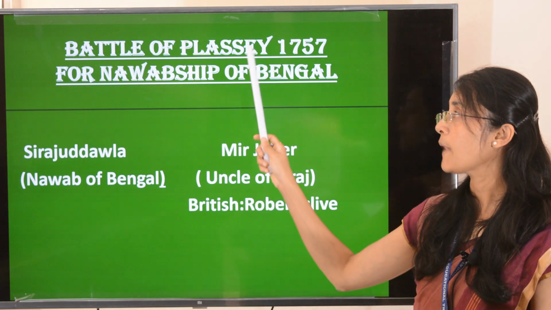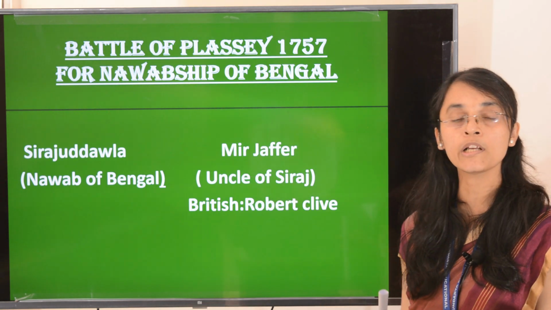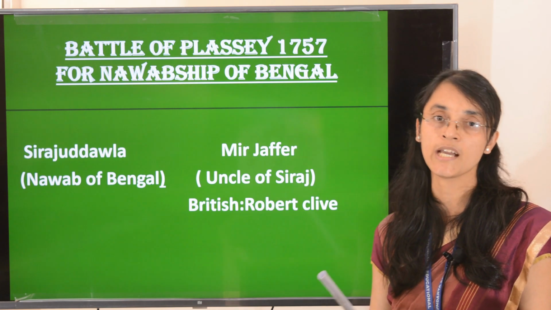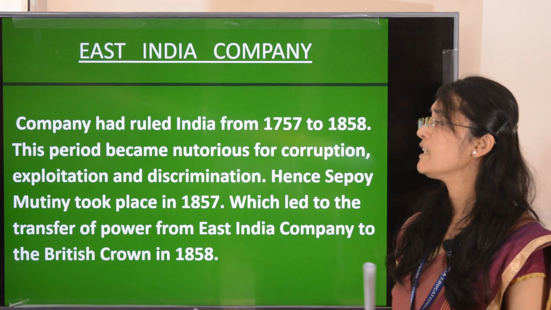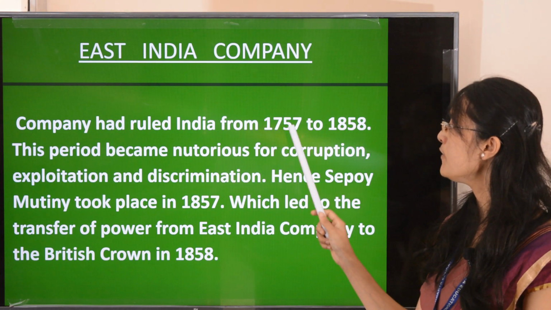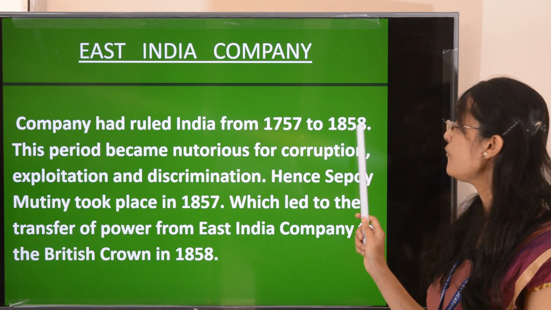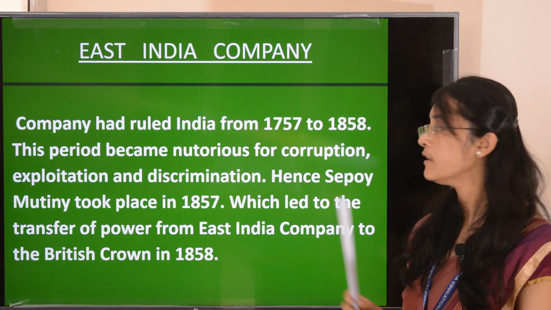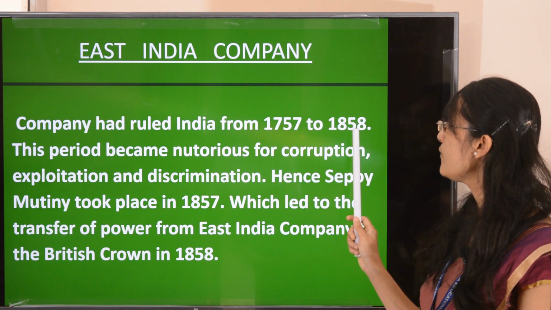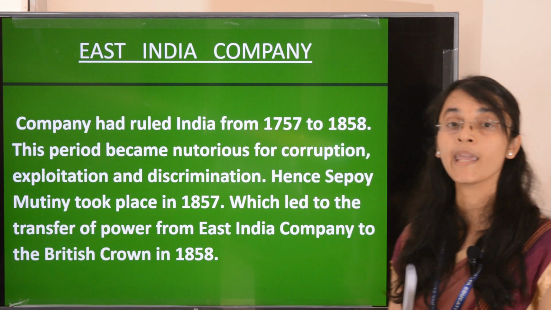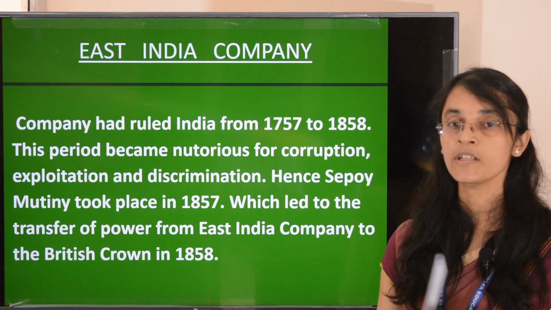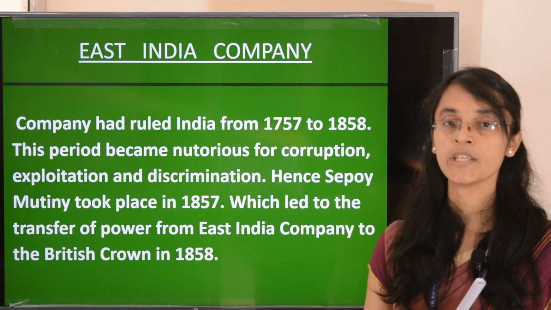So the Battle of Plassey helped Robert Clive to extend British power in India. The East India Company ruled India from 1757 to 1858. See students, the period between 1757 and 1858 became notorious for corruption, exploitation as well as discrimination.